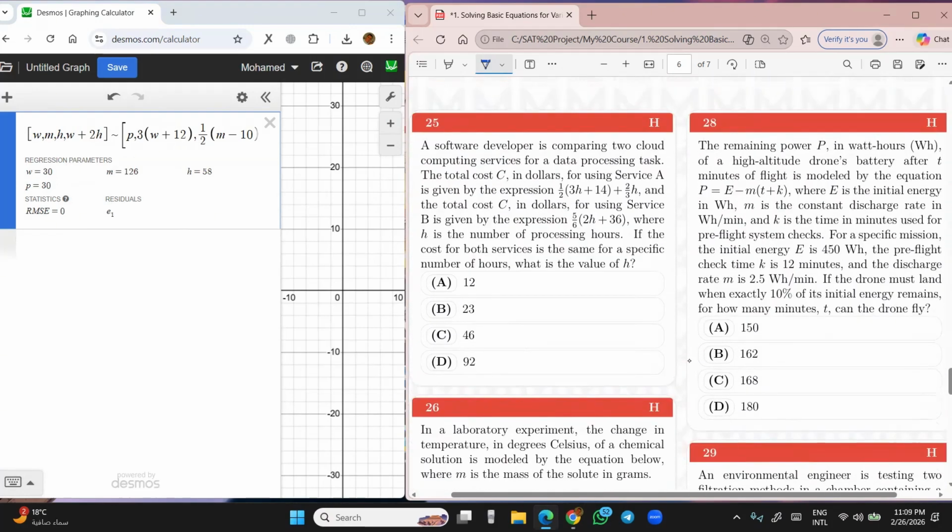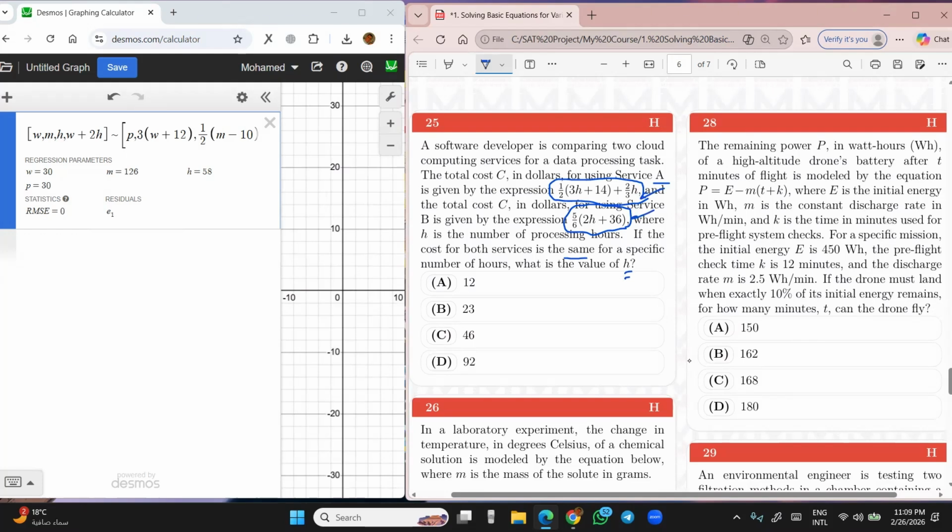25. A software developer is comparing 2 cloud computing services for a data processing task. The total cost C in dollars for using service A is given by the expression, that's A. And the total cost C in dollars for using service B is this expression, where H is the number of processing hours. If the cost of both services is the same for a specific number of hours, the same means this one is equal to this one, find the value of H.